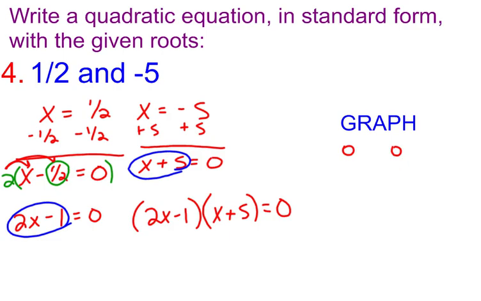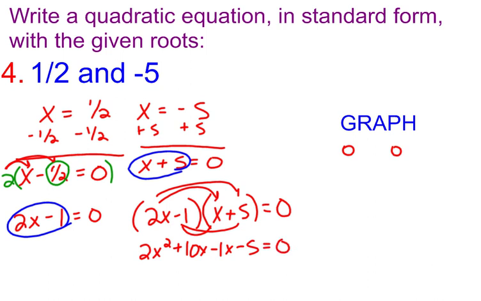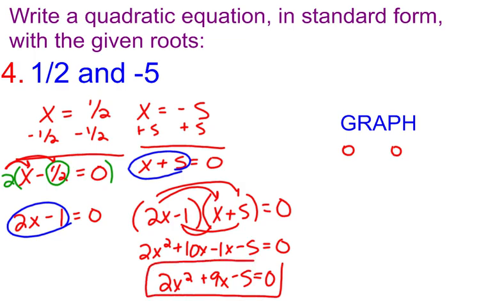Last step would be for me to actually FOIL these out. So I'm going to distribute the 2x to both terms. I would get 2x squared plus 10x. Distribute the negative 1 to both terms, so I have negative 1x minus 5, and then equals 0. And then I'll go ahead and combine like terms. So 2x squared plus 9x minus 5 equals 0. This is the quadratic equation with the given roots that they gave us, 1/2 and negative 5.